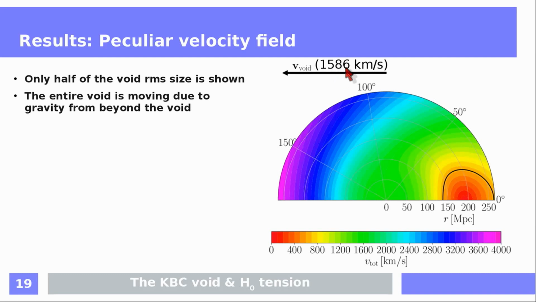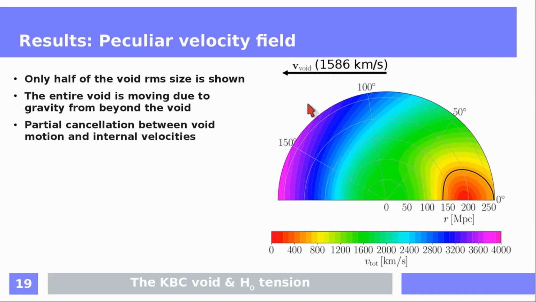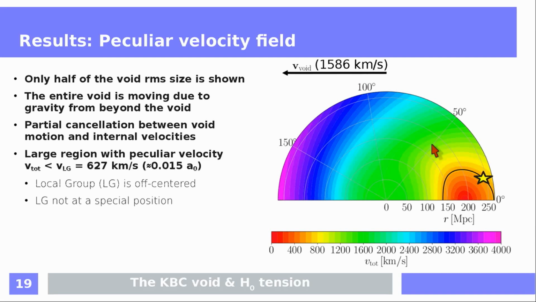And in our best fitting model, the entire void is moving with 1,586 kilometers per second. There is now a partial cancellation between the void motion and the internal velocities, which gives us now regions which have a total peculiar velocity lower than this 1,586 kilometers per second. And the local group is moving with 627 kilometers per second with respect to the CMB. And this line, which highlights this 627 kilometers per second, is this black line here. And we expect that the local group is centered at this black line, because this is the line with the 627 kilometers per second, and we indicate this with this yellow star here.